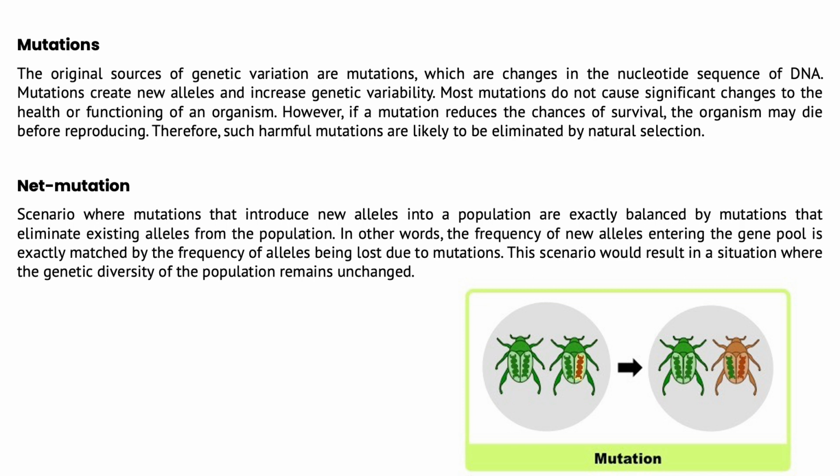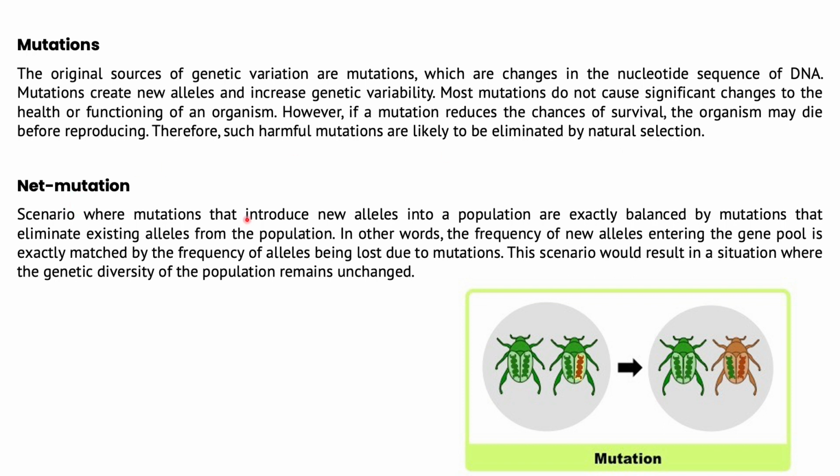Another factor important in maintaining a gene pool is mutation. The original sources of genetic variation are mutations, which are changes in the nucleotide sequence of DNA. Mutations create new alleles and increase the genetic variability. Most mutations do not carry significant changes to the health or functioning of an organism. However, if a mutation reduces the chances of survival, the organism may die before reproducing. Therefore, such harmful mutations are likely to be eliminated by natural selection.